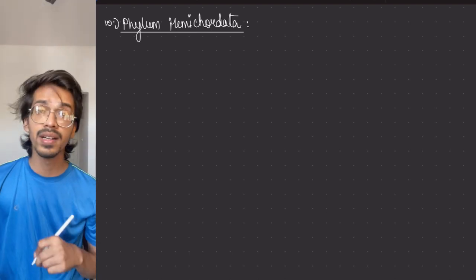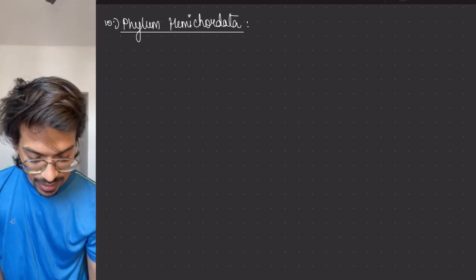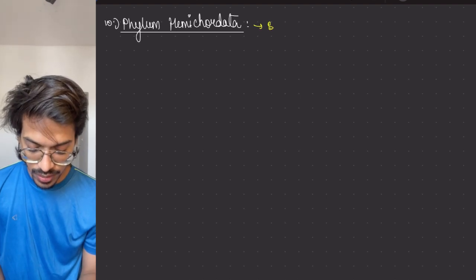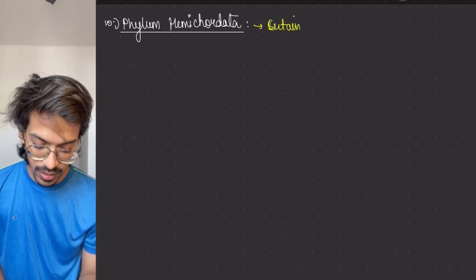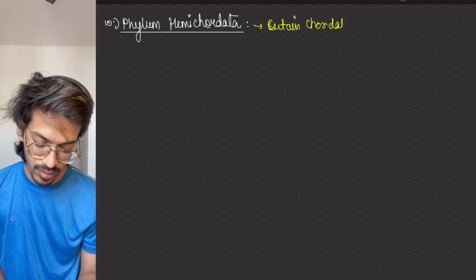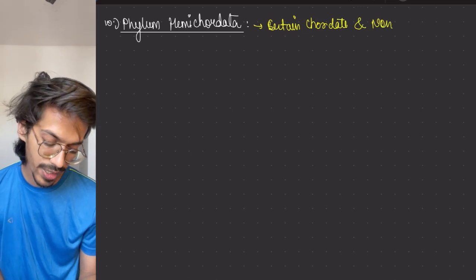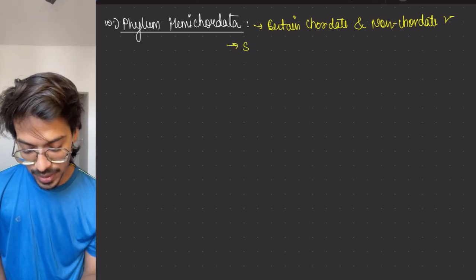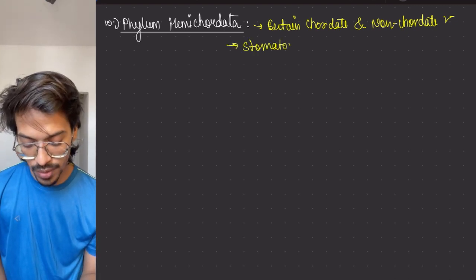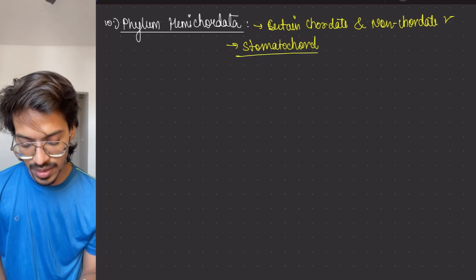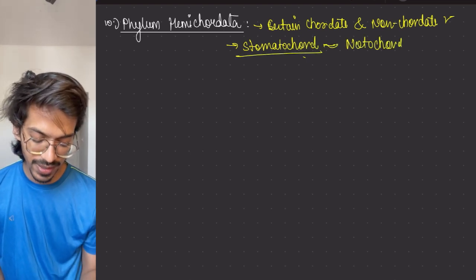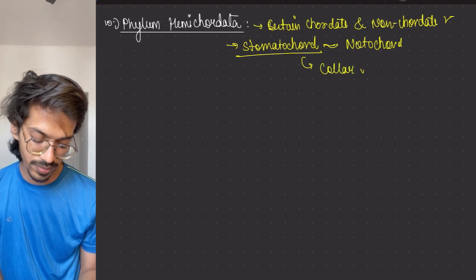Phylum Hemichordata. In phylum Hemichordata, they are what? There's a presence of both the features. So certain chordate features and non-chordate features are present. Okay, so these things you have to remember. There is the presence of stomochord, which is similar to what? It is similar to the notochord. But where is it present? It is present in the collar region.